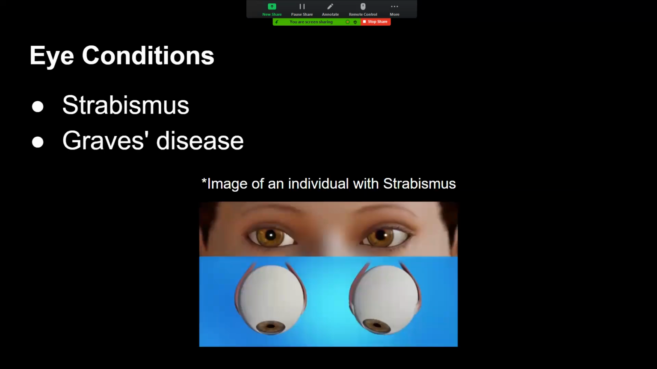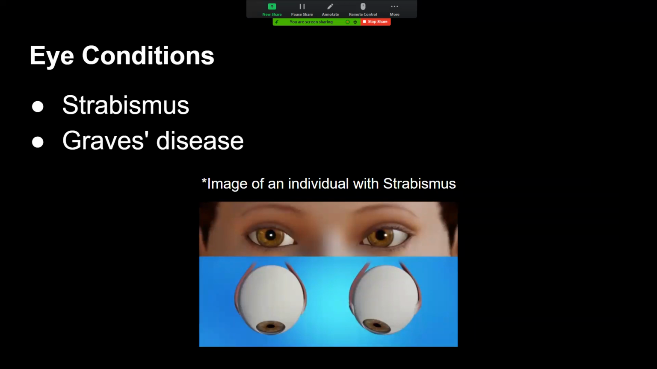Two eye conditions associated with extraocular muscles are strabismus and Graves' disease. The image on this slide is of an individual with strabismus. Strabismus is a condition in which both eyes do not look at the same place at the same time. Therefore, they are misaligned, and it usually occurs in people who have poor eye condition, poor eye muscle control, or are farsighted and may be caused by trauma or infections.